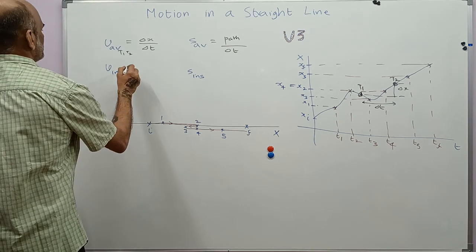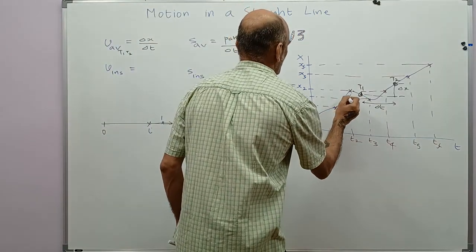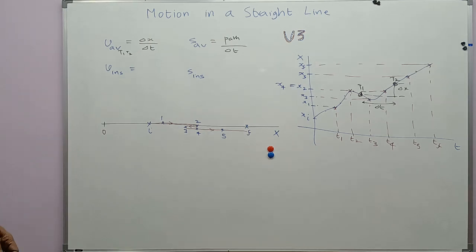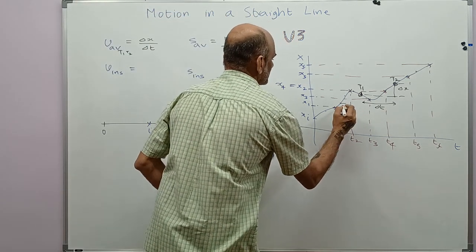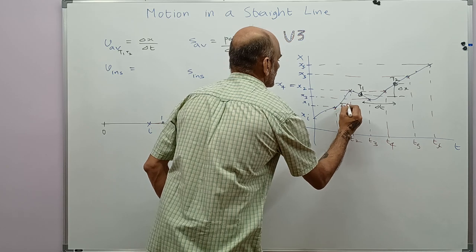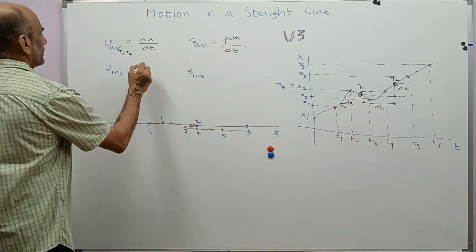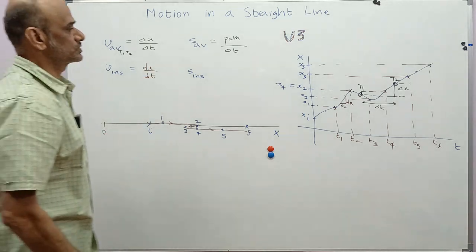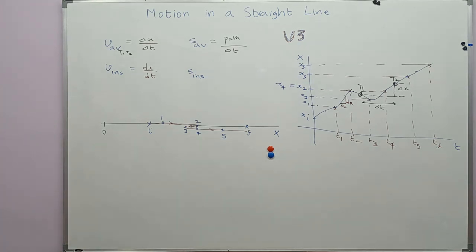Instantaneous velocity is defined at any point. You don't need a time interval; instantaneous velocity is defined at any point. To get instantaneous velocity, you have to go to the point, take a small time interval dt, and find the corresponding dx. So this ratio dx by dt is the instantaneous velocity at this point, at this time instant.